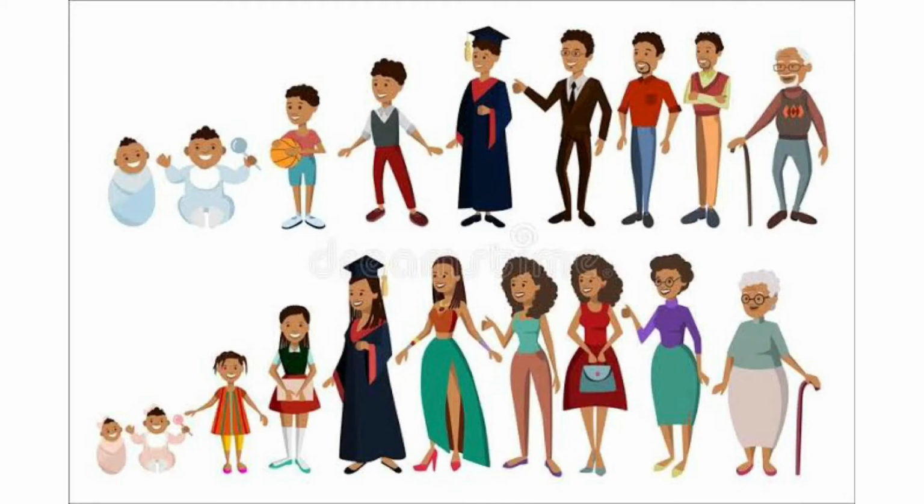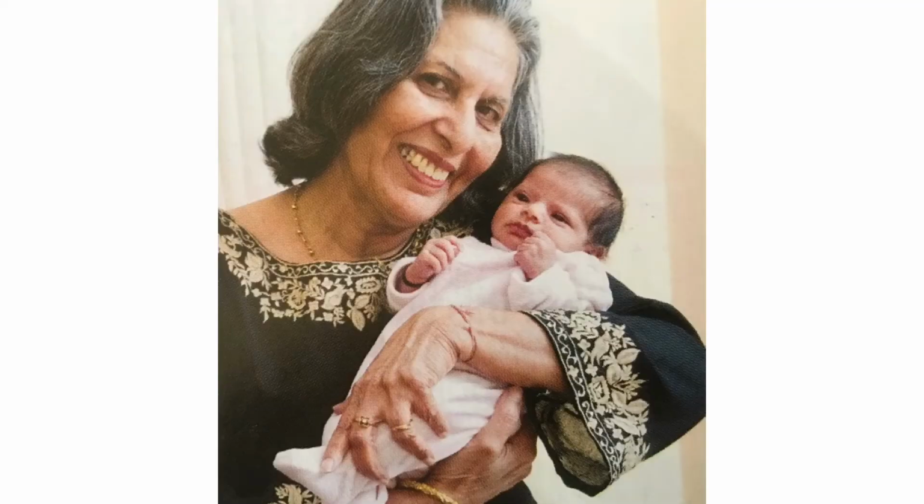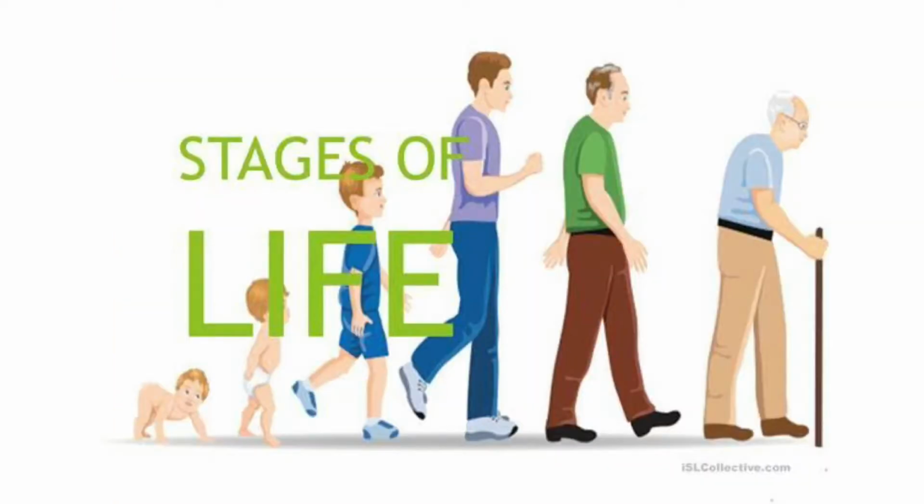So, take a look at the picture. I have another picture for you. Look at this. Okay, so the first photograph is showing a boy with his dad. And then the second picture, there is a grandma and a baby. And the last, there is a dad and a girl, but the girl isn't a young child. Okay, so the pictures show the different stages of life.